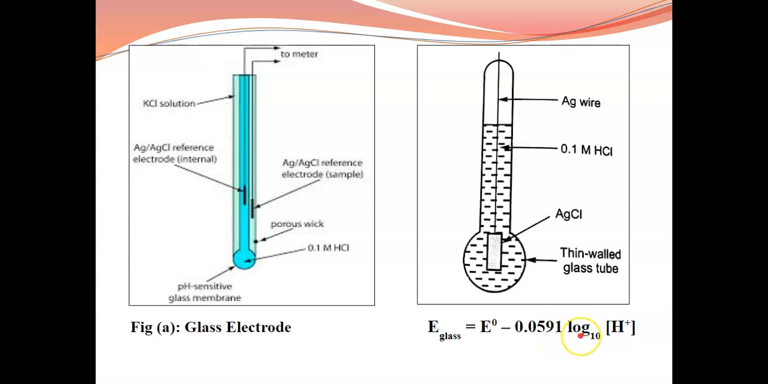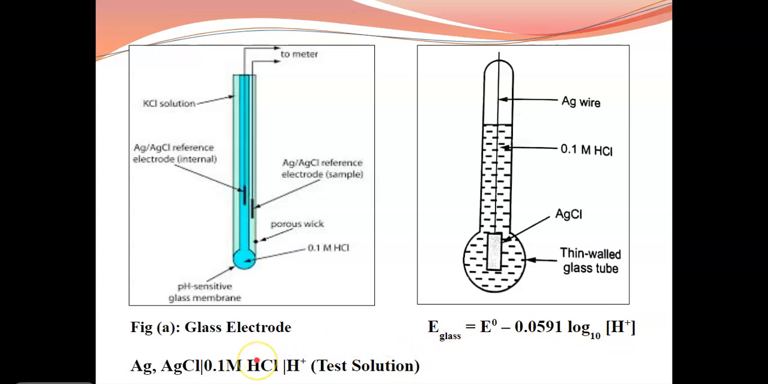So here it is ln. When we convert ln into log, we have to multiply it by 2.303. So you will get this value, which is 0.0591 log to the base 10 of H plus ions. So the potential of glass electrode is going to vary depending upon the concentration of H plus ions in the external solution. So this is also very clear while writing the Nernst equation.